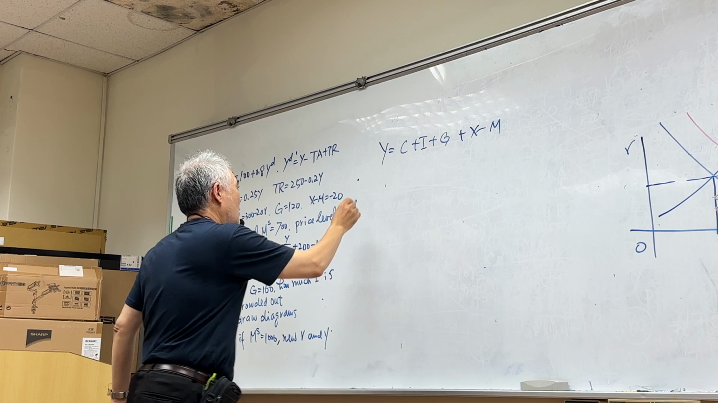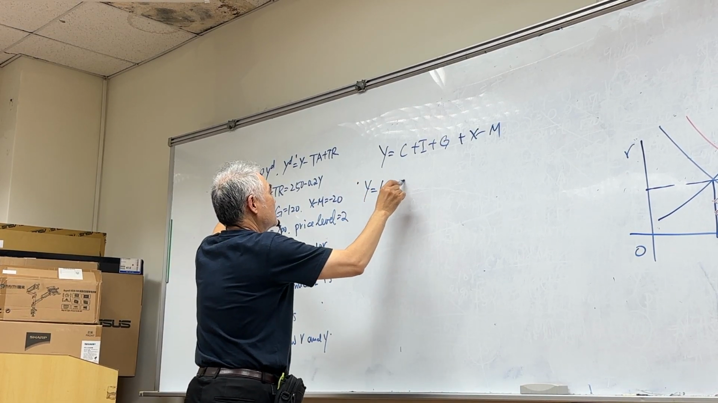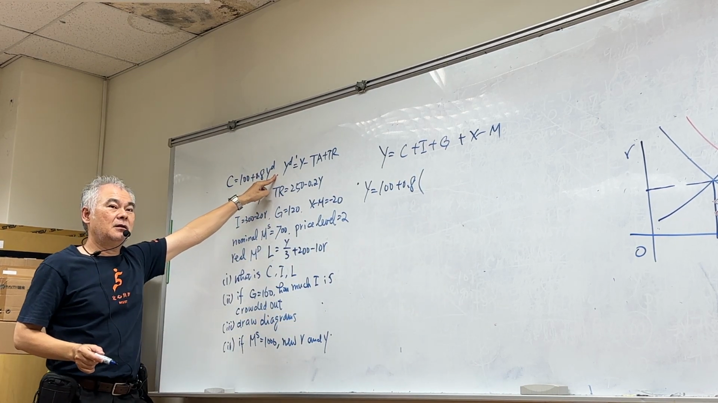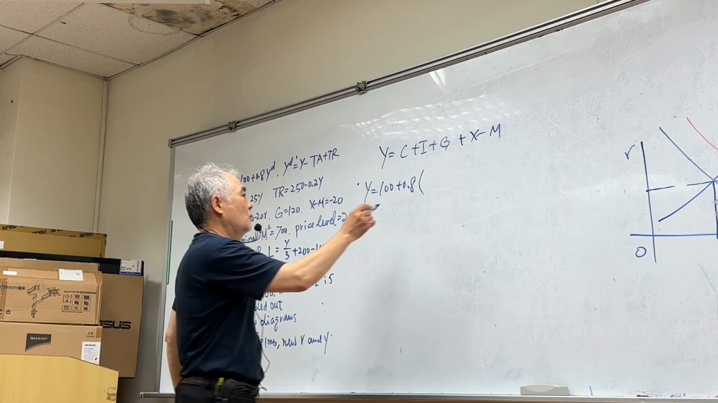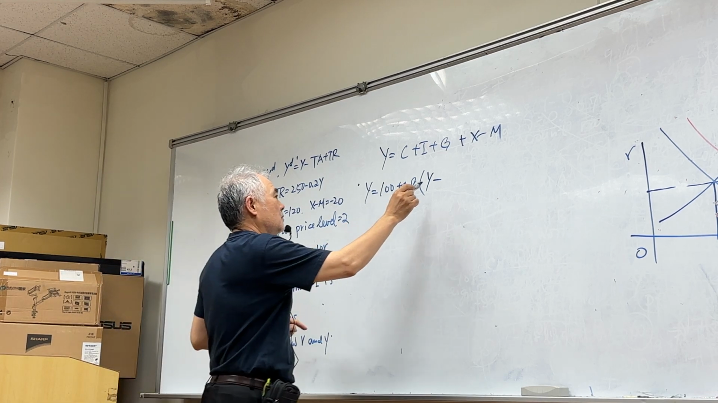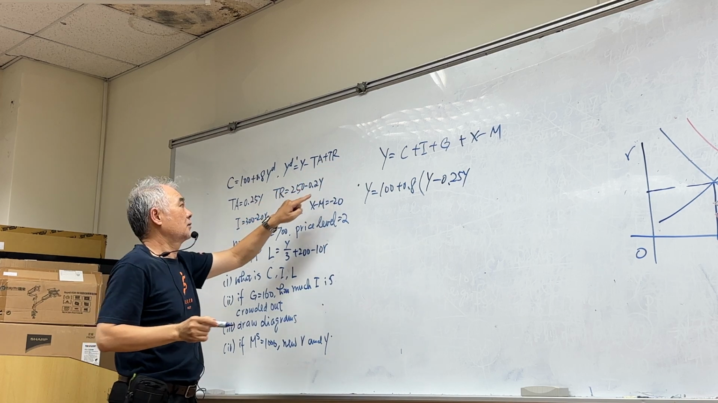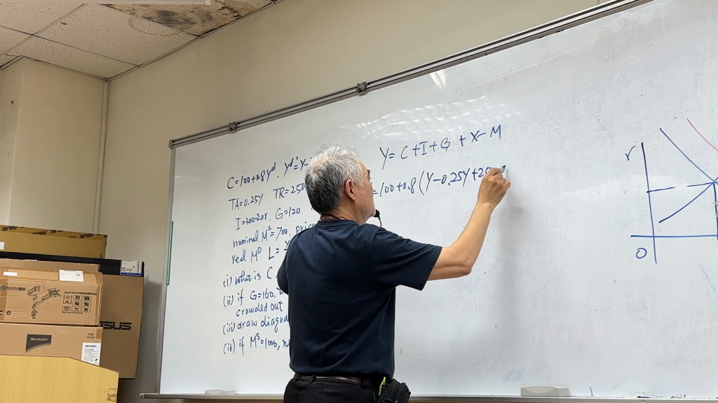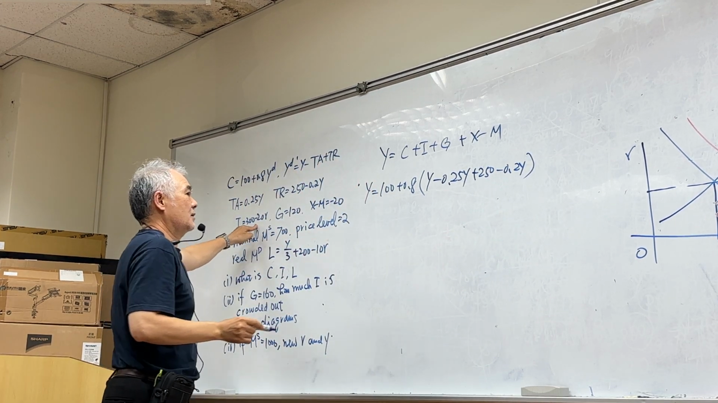Okay? So y will be equal to c, which is 100 plus 0.8 y_d, where y_d is y minus ta plus tr. So y minus 0.25y and plus tr, so plus 250 minus 0.2y. Okay, and then plus I. Here it is I.